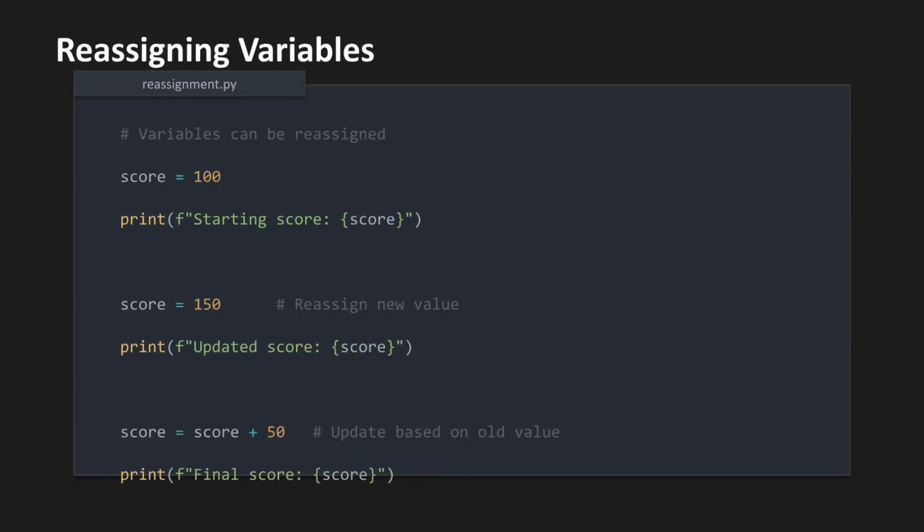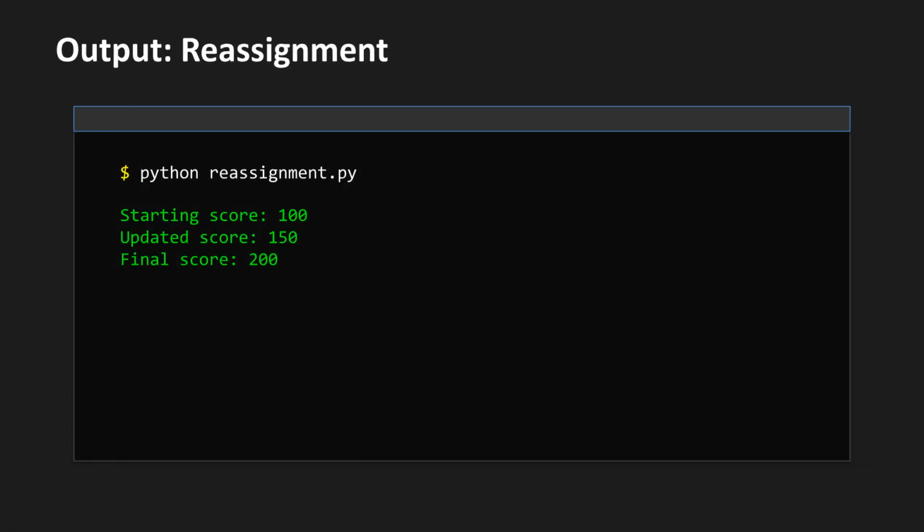Variables are flexible. They can be reassigned with a new value. You can directly assign a new value or update the variable based on its existing value, like adding 50 to the current score. The output demonstrates the reassignment. The initial score of 100 is updated to 150 and finally increased to 200.